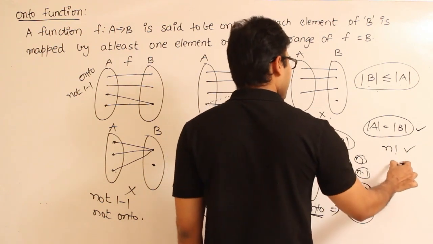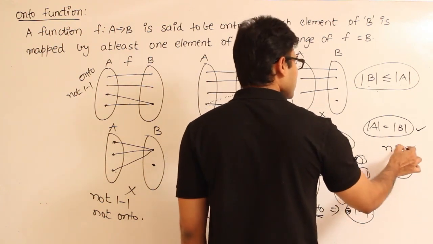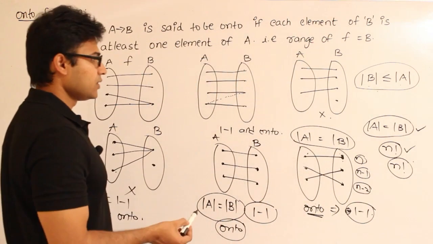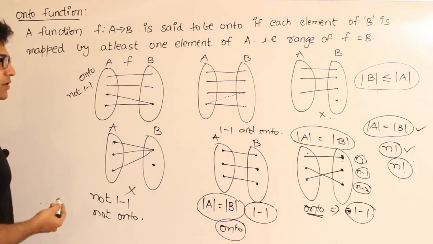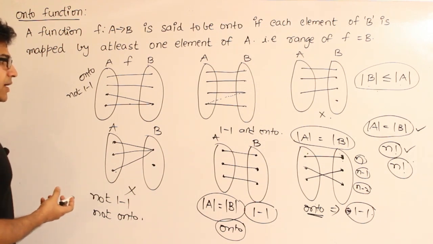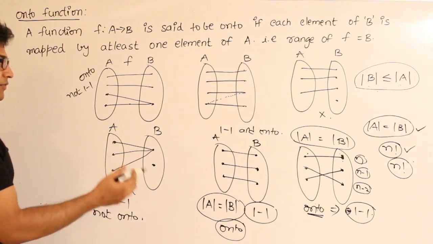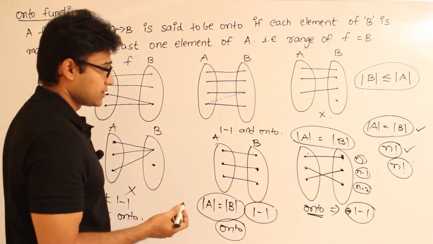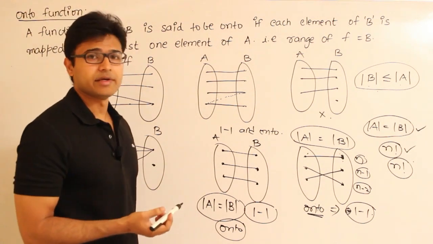If the cardinality of both the sets is equal, then the number of onto functions is going to be n factorial, and the number of 1-1 functions is also going to be n factorial, right? In fact, if the cardinality of both the sets is the same, and you try to make it either onto or 1-1, then the other property will be satisfied. But it is not always the case if the number of elements are not equal.